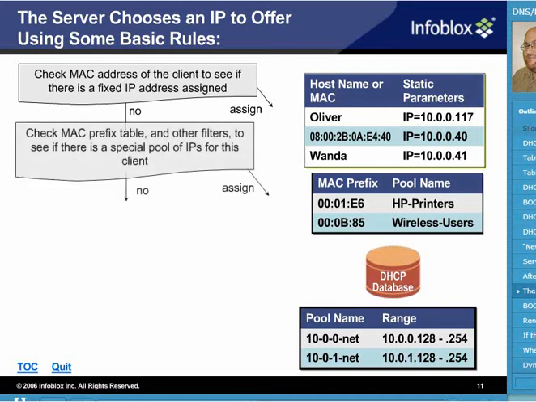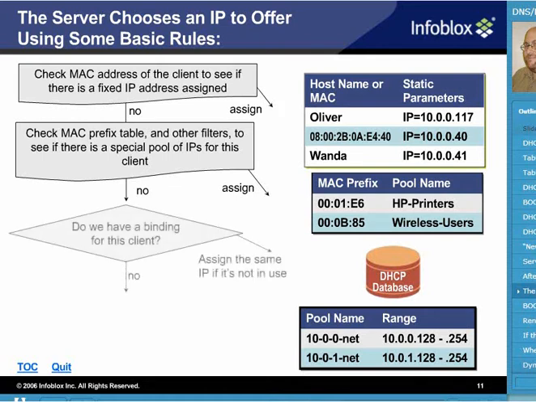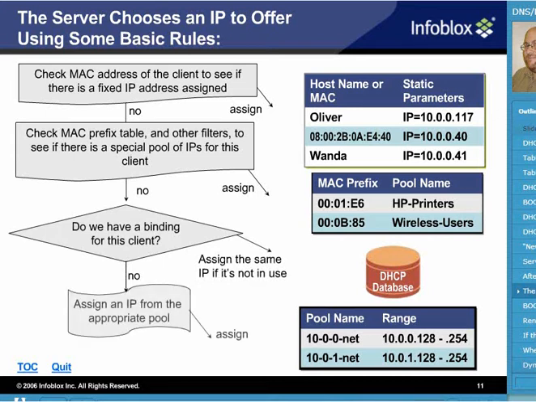Second, check the MAC prefix table for a match or any other filtered pools that may exist and choose from the assigned pool. Third, check to see if we already have a known assignment for the client and assign it. Finally, draw an address from an appropriate pool and assign it.